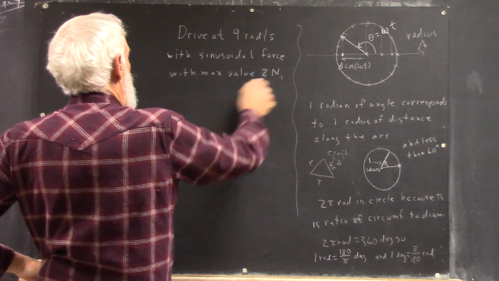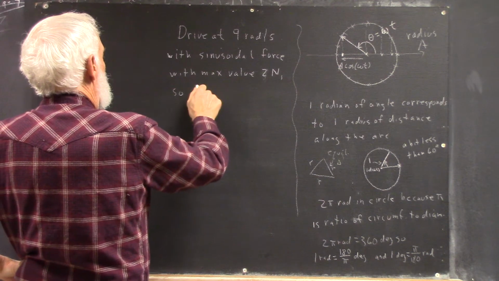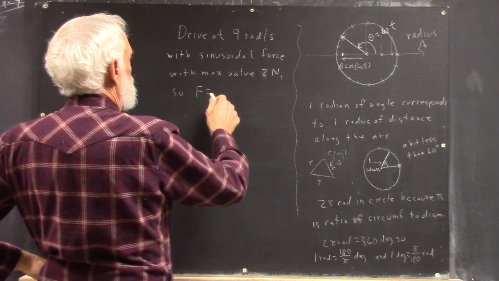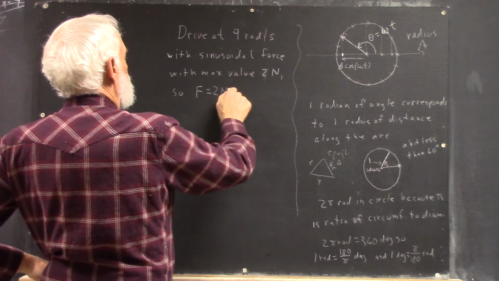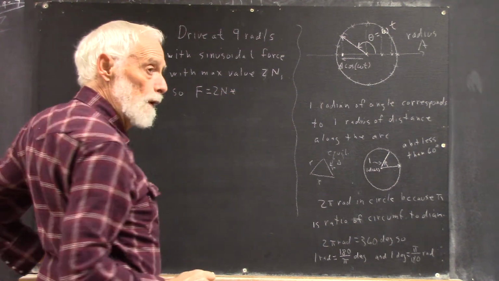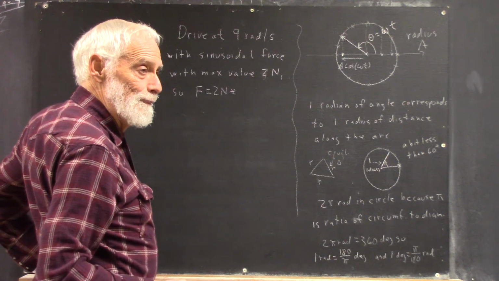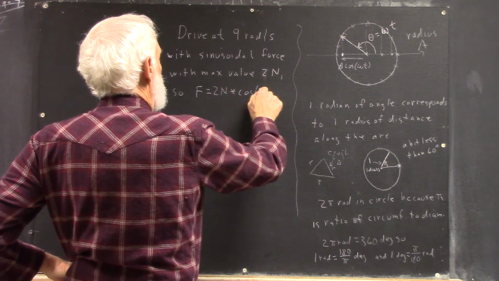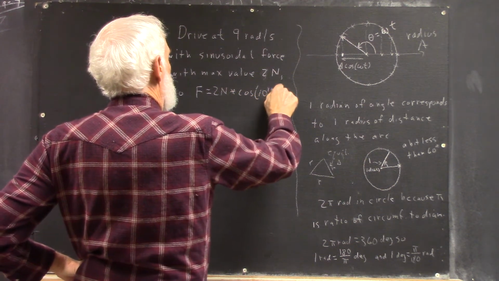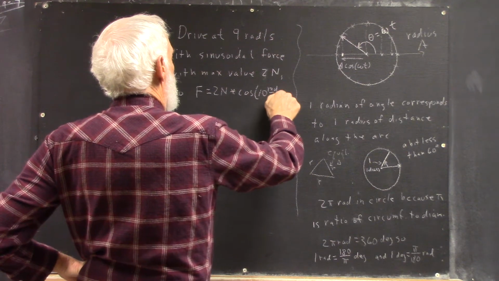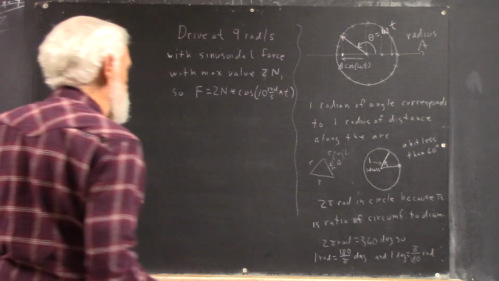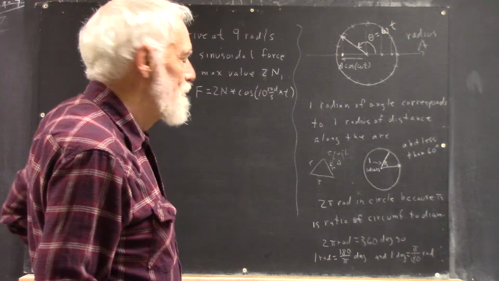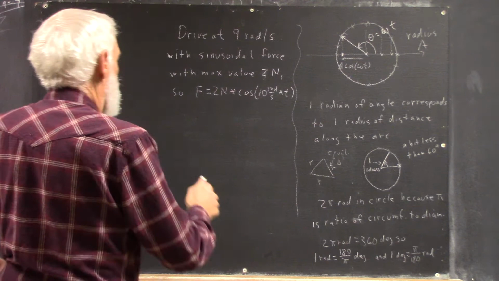Okay, maximum value 2 newtons. So I'm going to let F equal 2 newtons. I want to use the sine or the cosine, doesn't matter. Just gives cosine. Okay, times the cosine of ten radians per second times t. Okay?